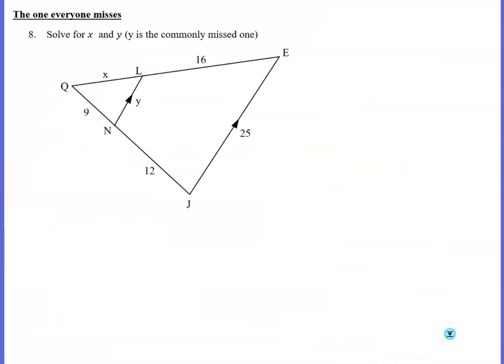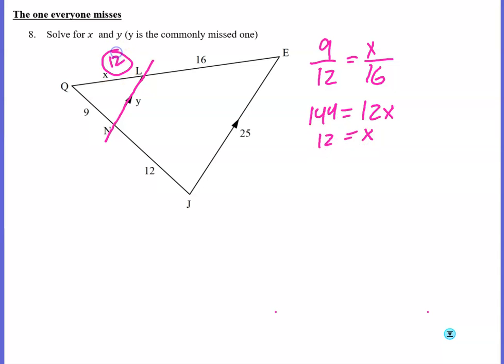All right, and last but not least, I gave you one more that is the commonly missed one, and that's the one where I give you the parallel lines, but I also ask you to solve for the lengths of stuff that are parallel. So again, X is the easy part, because if these are parallel, then you can do this part over that part, so 9 is to 12, as this is to this. That one's easy, no problem. Cross multiply. And so we get X equals 12. Not a problem. Easy peasy.